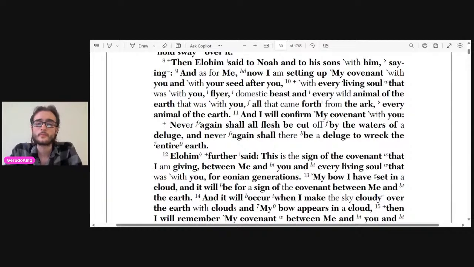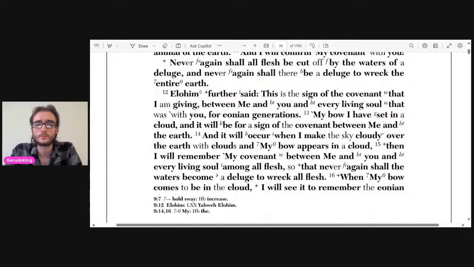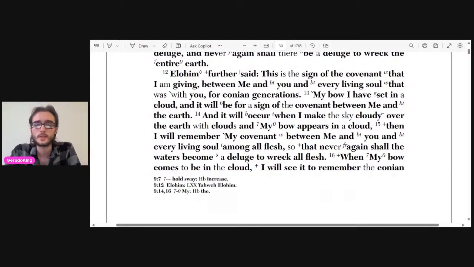Elohim further said, This is the sign of the covenant that I'm giving between me and you and every living soul that was with you for aeonian generations. My bow I have set in a cloud, and it will be for a sign of the covenant between me and the earth. And it will occur when I make the sky cloudy over the earth with clouds, and my bow appears in a cloud.